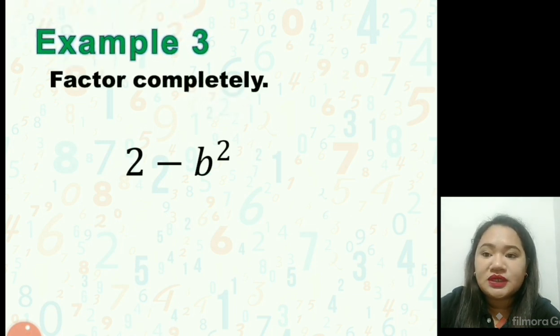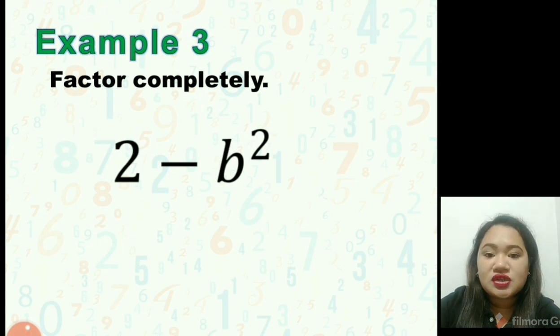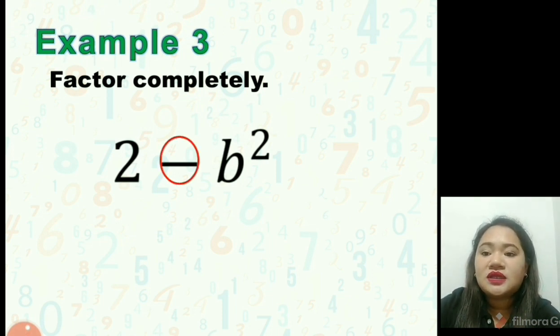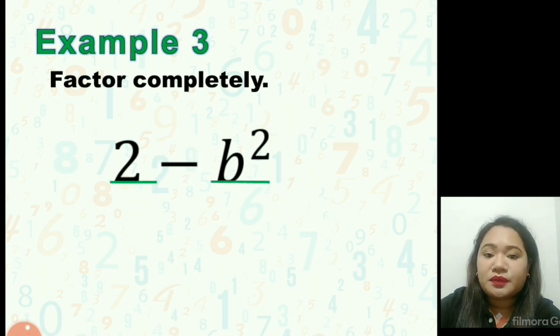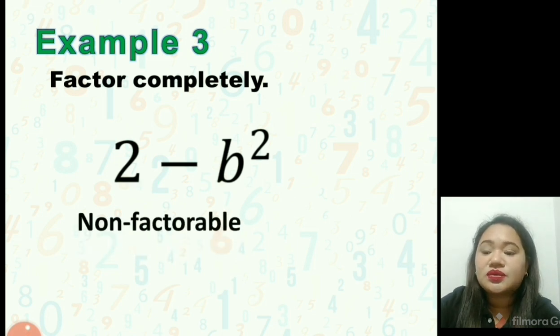Example 3. 2 minus b squared. So let's check if it is a difference of two squares. It is a difference, yes, but 2 is not a perfect square. Therefore, this expression is also non-factorable.